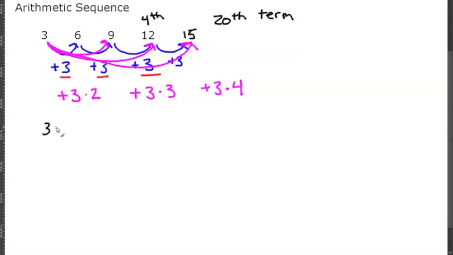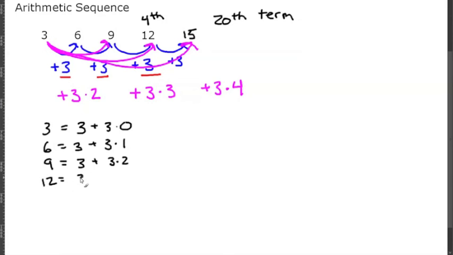So if 3 is our first term, that's going to be 3 plus 3 times 0. 6 would be 3 plus 3 times 1. 9 would be 3 plus 3 times 2. 12 would be 3 plus 3 times 3. So we can see that the only numbers that are changing are what are getting multiplied to the 3.